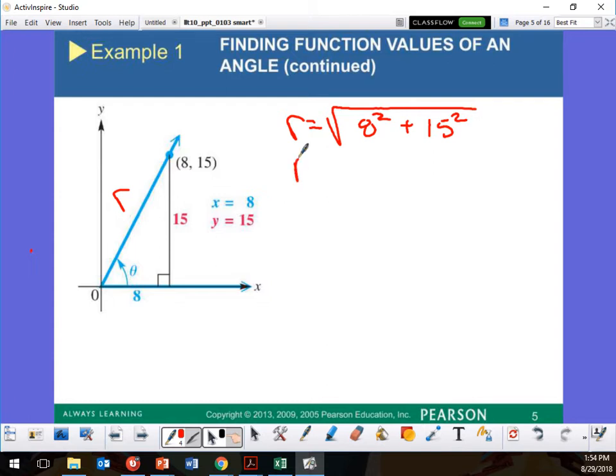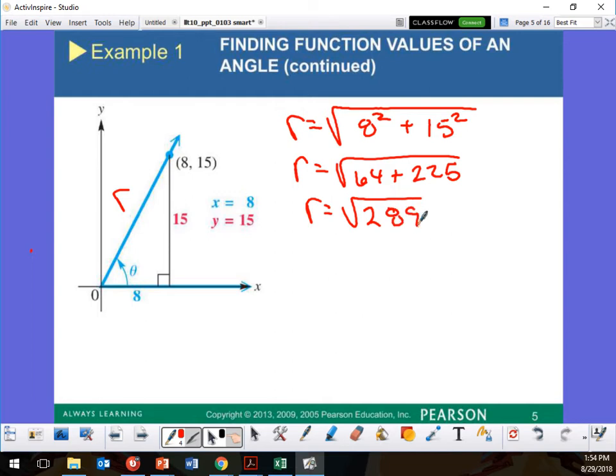Okay, so what do we got? So r is equal to the square root of 64 plus 225. So r is equal to the square root of what? 289. So r is 15. It's not 15, it's 17, right? There we go. R is 17.